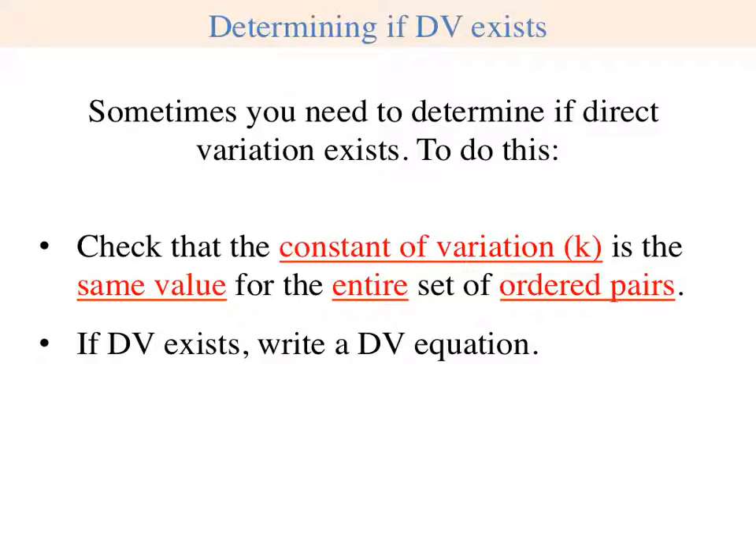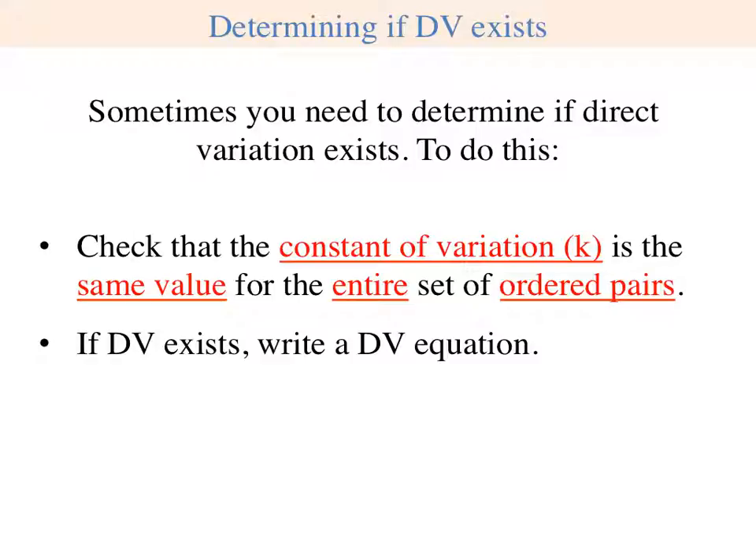Alright, so the next thing we're going to do is actually determine if direct variation exists, because some of the questions you'll see will say, is this direct variation? And it's kind of a yes or no. So what you're going to need to do is to check that the constant of variation, or k, is the same value for the entire set of ordered pairs.